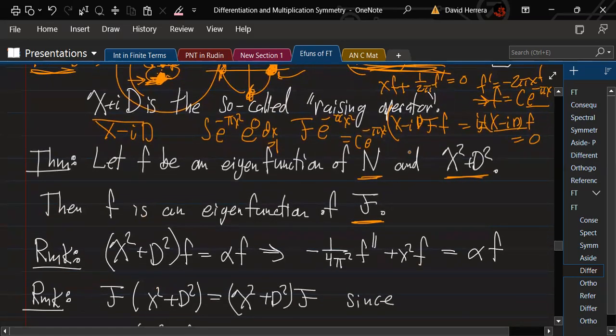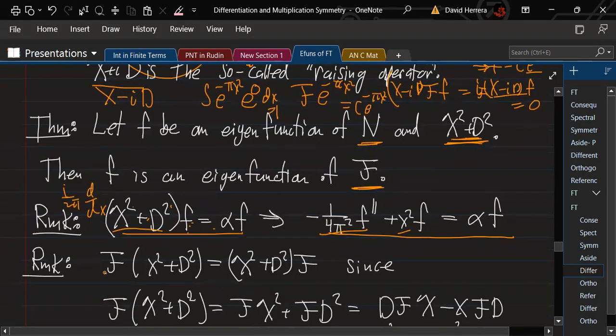The first remark is, what does it mean to be an eigenfunction of this thing? Well, x squared plus d squared f is alpha f. If you translate this in terms of what it means, x squared f is x squared f. D squared f is, well, d is i over 2 pi times the derivative. So if I do it twice, I get negative 1 over 4 pi squared times the second derivative, equals alpha f. So basically, being an eigenfunction of this is a second order differential equation.